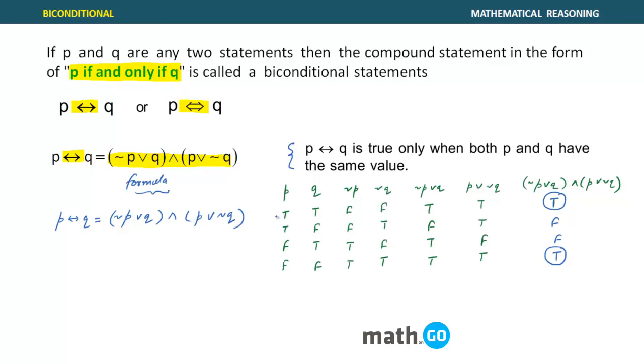This is happening, let's see when. It is happening when both are true and both are false. So just remember that you will get the answer as true when both have the same values, same inputs, that is, both are true or both are false, for bicondition.